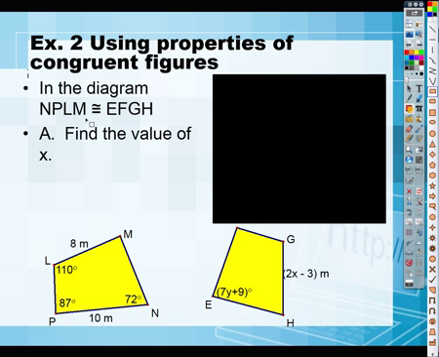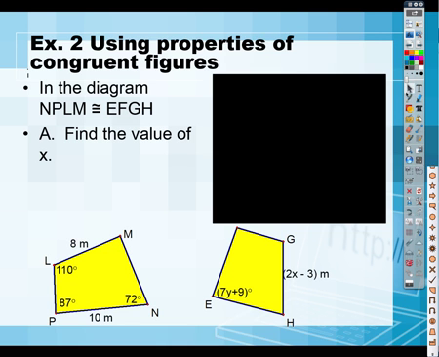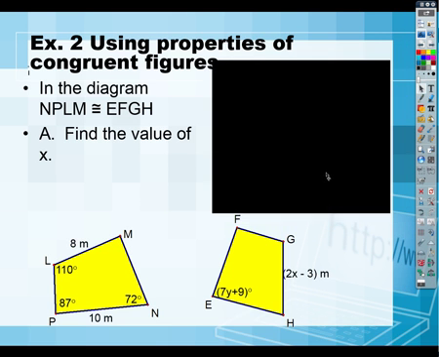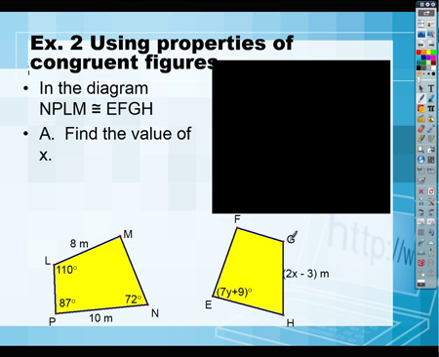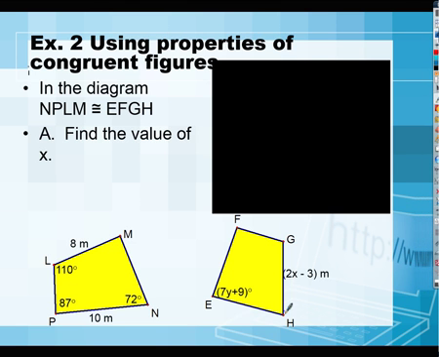So for example, this NPLM tells us that this is quadrilateral NPLM, okay? We're told that it is congruent to quadrilateral EFGH, right? So that's telling us which are the corresponding angles and the corresponding sides.